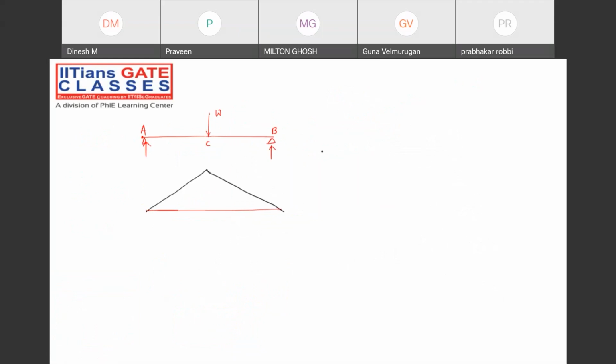The bending moment diagram will look something like this, where the maximum bending moment will be what? WL divided by 4EI. Now we need to find the slopes, deflection at the point C, where the maximum deflection is there. That we can find with respect to A. I'm taking with respect to A point, YA plus theta A into distance. Distance between A and C will be L by 2. And what will be the final value?